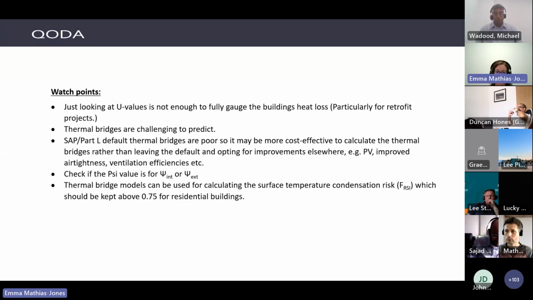Thermal bridges, tricky to predict. Then the Part L SAP defaults are pretty poor, so it might be more cost effective to calculate them rather than leaving them as defaults. And then you've got to just make sure if you do get a psi out of a thermal bridge calc, you know if it's an internal or an external one, because they will be different.